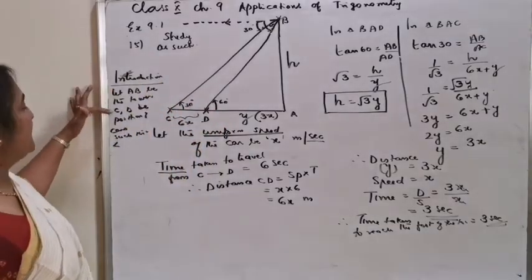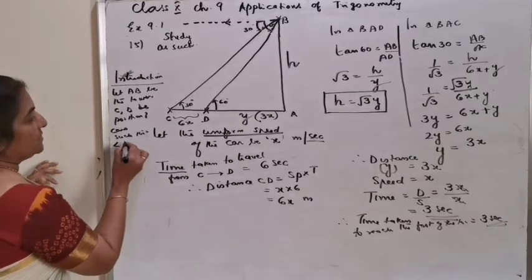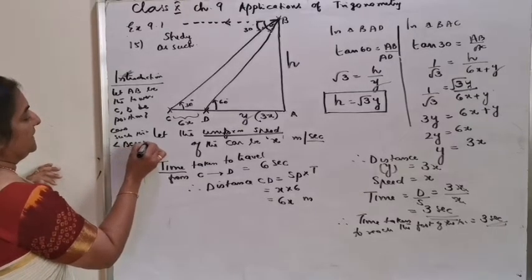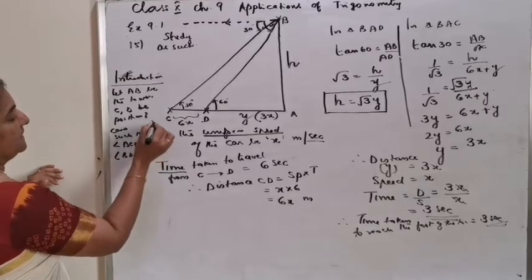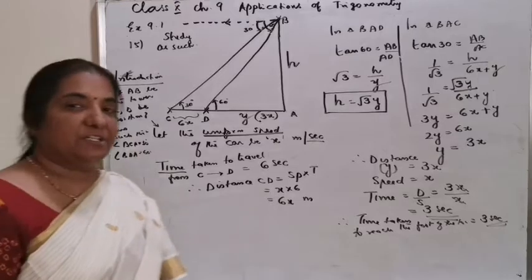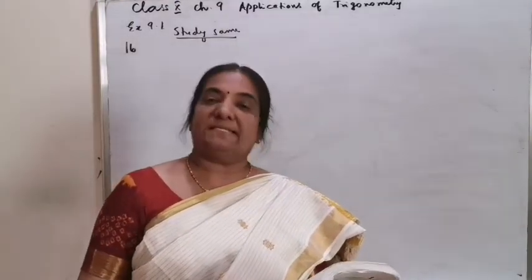Let AB be the tower, and C and D be the positions of the car such that angle BCA is equal to 30 degrees in the first position and angle BDA is equal to 60 degrees, and then continue from there. Introduction is compulsory. Question number 16. You can study as such.